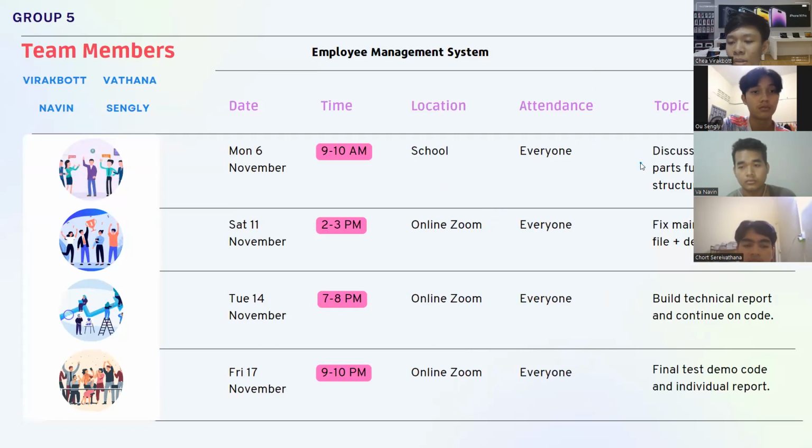For topics, in the first meeting, we discussed and divided each part, the functions, and the data structure we chose for our group project. In the second meeting, we talked about fixing the main code and header file and designing the code. In the third meeting, we talked about building the technical report and continued fixing code. In the last meeting, we talked about the final test and demo of the code, and we made individual reports.